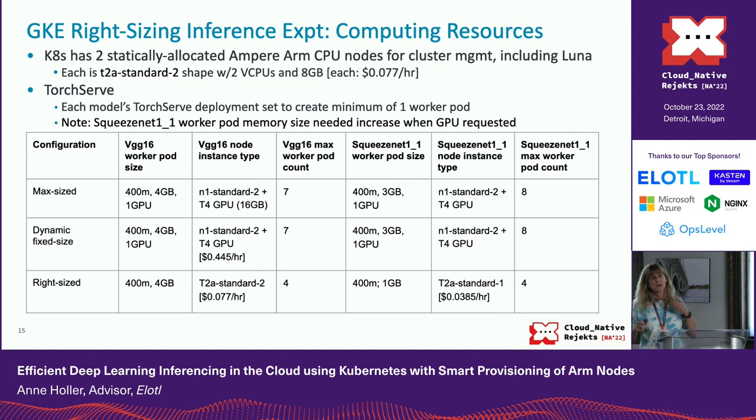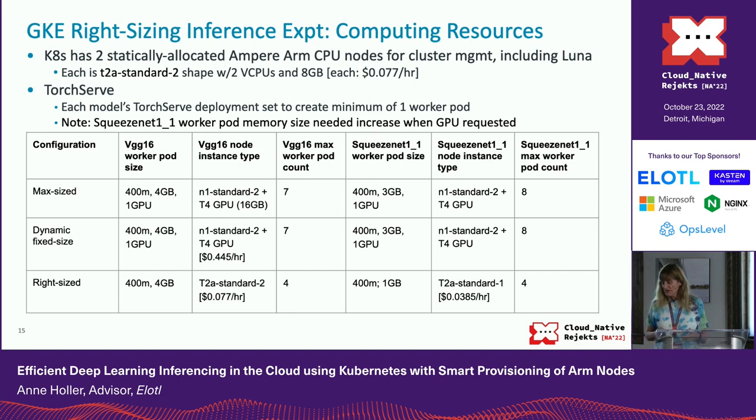So now let's turn our attention to the Google Cloud and the results there. Again, we had the 2 statically allocated nodes that were always available in the cluster for things like running Luna and so on. Again, used Ampere A1 ARM for those. They were each 2 vCPUs and 8 gig at about 8 cents an hour. And again, TorchServe was deployed similarly with similar requests for the TorchServe worker sizes.